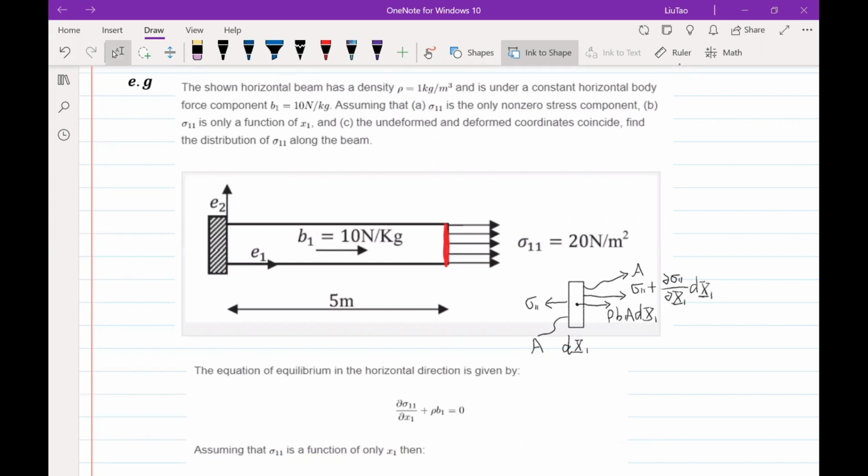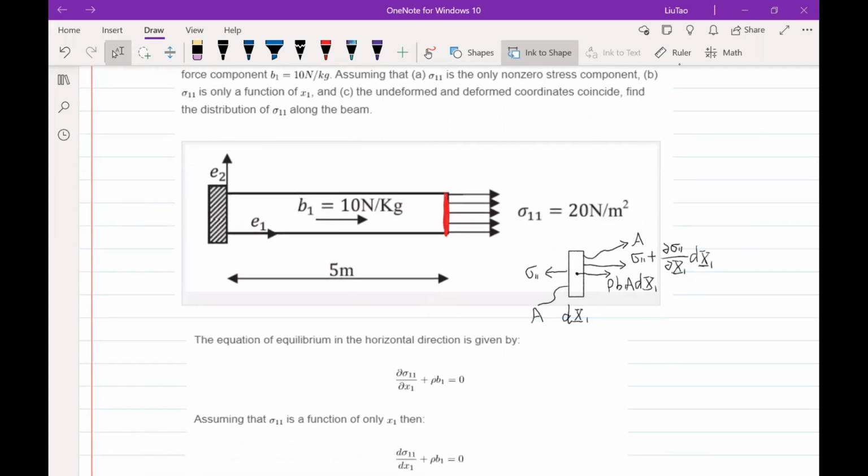Now let's take a look at the second example. The horizontal beam shown here has a density of rho equal to 1 kilogram per cubic meter, and is under a constant horizontal body force component b1 equal to 10 Newton per kilogram, assuming that sigma 11 is the only non-zero stress component, and that sigma 11 is only a function of x1, and the undeformed and deformed coordinates coincide. Find the distribution of sigma 11 along the beam.